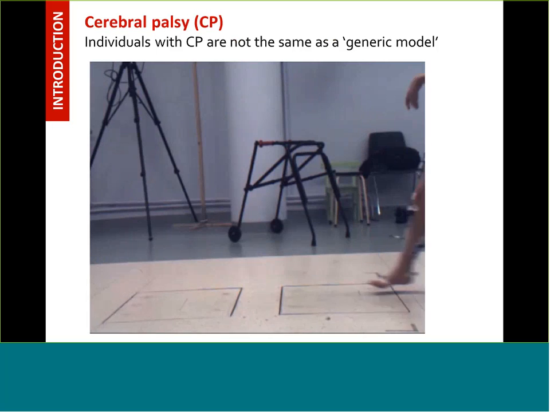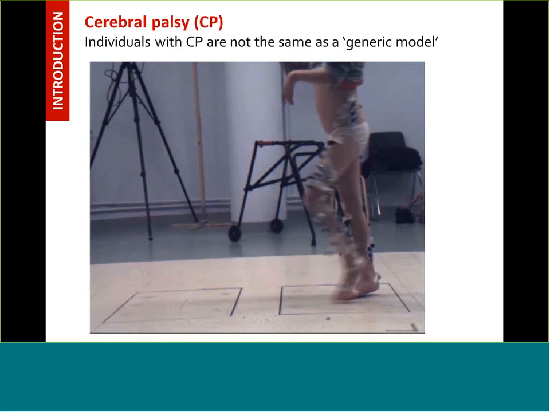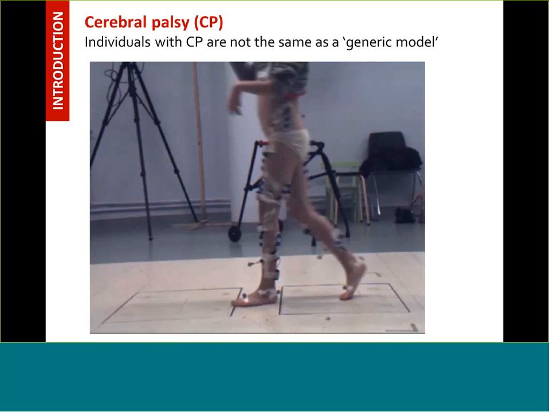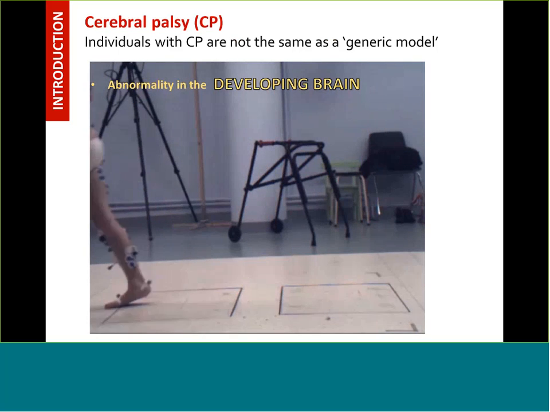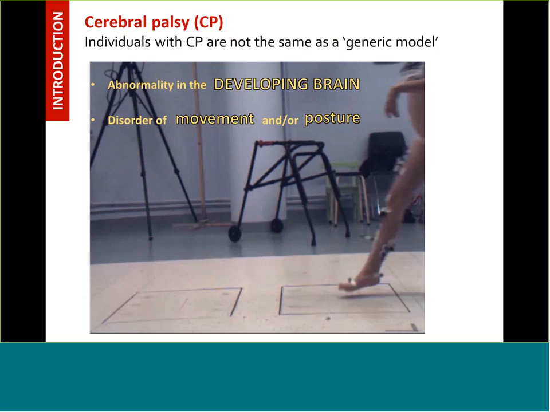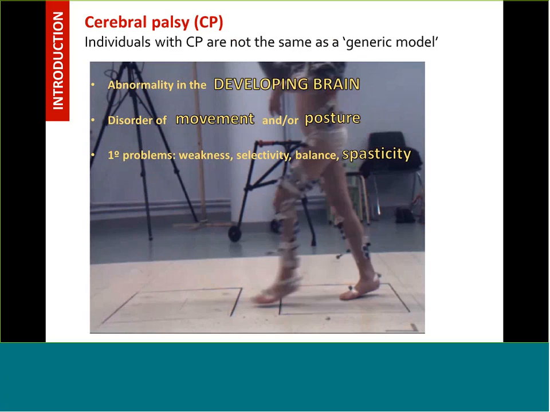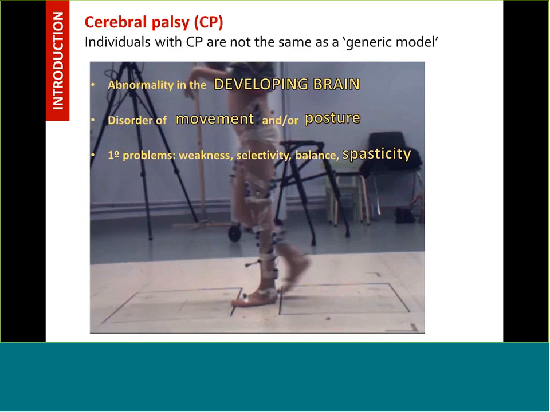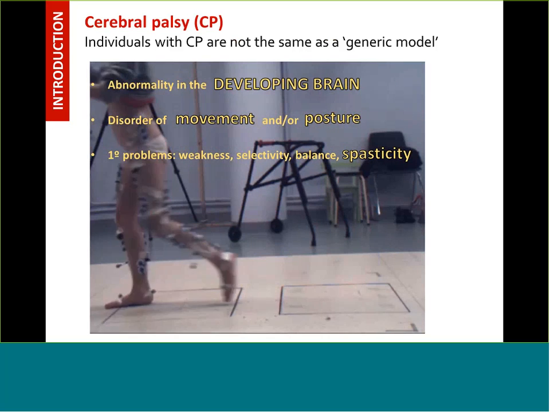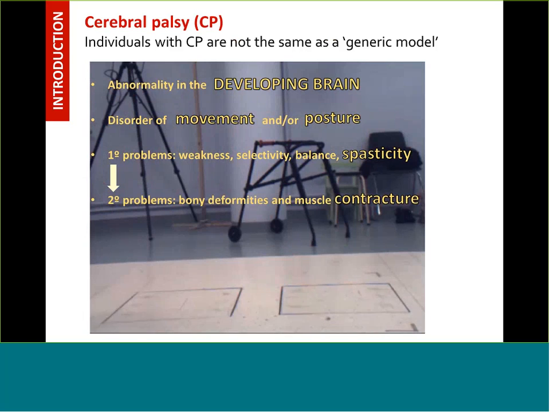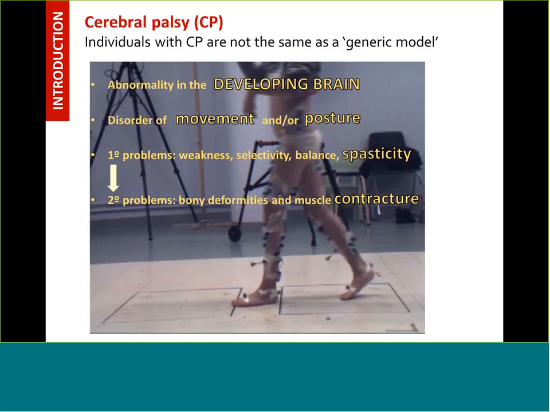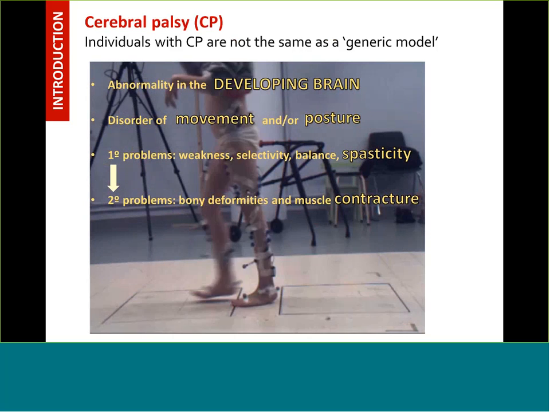Cerebral palsy has a prevalence rate of 2 to 3 per 1,000 live births. This makes it the most common neuromuscular disorder among children in Western countries. It originates from an insult in the developing brain. Children with CP develop abnormalities in movement and posture, which are caused by primary impairments as a direct result of the brain injury, such as weakness, balance, and problems with muscle tone regulation, including spasticity. These then develop into secondary impairments, such as bony deformities and muscle contractures, which worsen with growth and maturation.